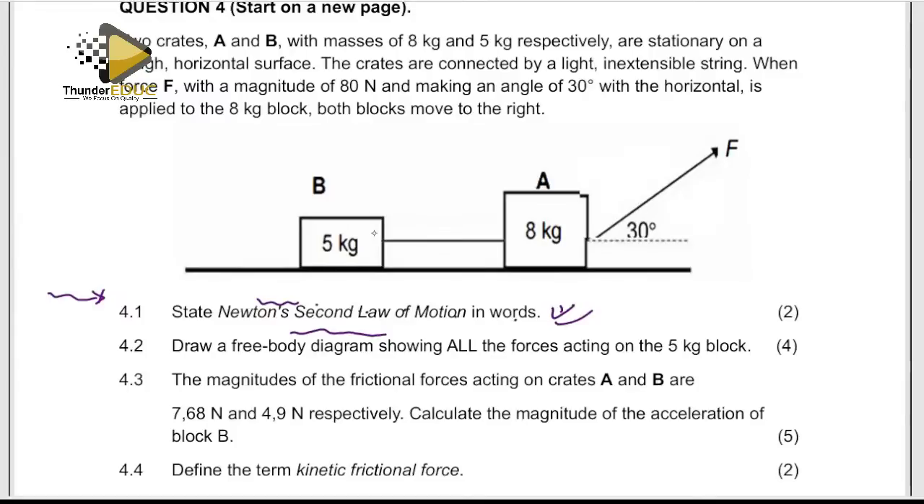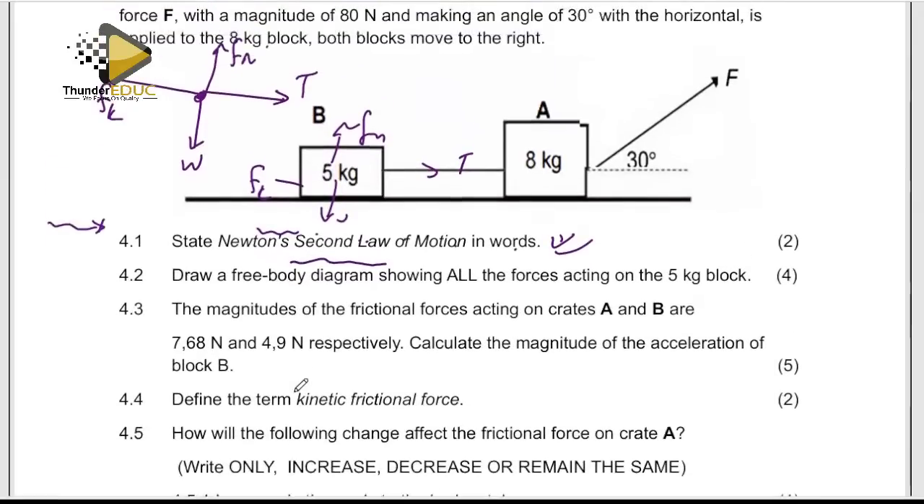They want us to draw a free body diagram for the 5 kg. So with the 5 kg, we're seeing the tension, the frictional force, the normal force, and the weight. So that is tension, that is friction, this is weight, and that is the normal force. So that is what we need for the 4 marks, 4 forces. And then 4.3, they go on to tell us that the magnitudes of the frictional force of A and B are 7.68 and 4.9 respectively. Calculate the magnitude of the acceleration of block B.